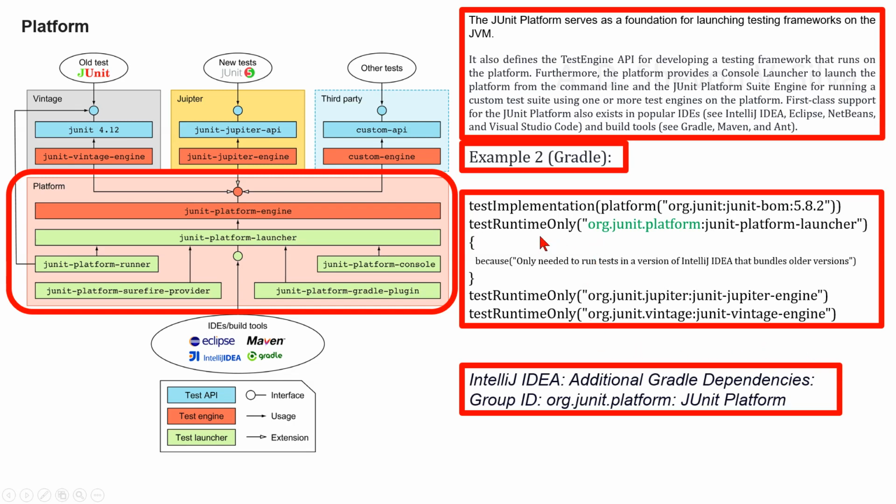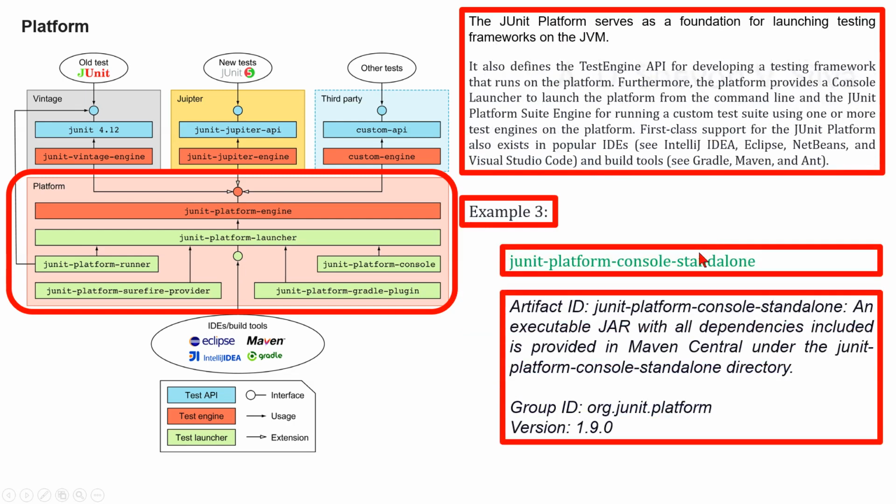Here you can see the group ID org.junit.platform in JUnit platform. Here you can see artifact ID as an example. We can consider as artifact ID JUnit platform console standalone, an executable jar with all dependencies included, provided in Maven Central under the JUnit platform console standalone directory. This is under group ID org.junit.platform.